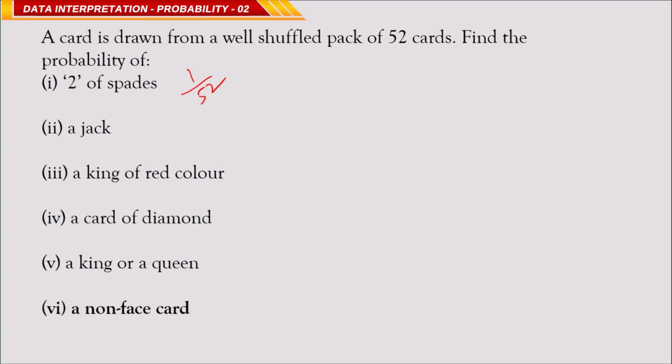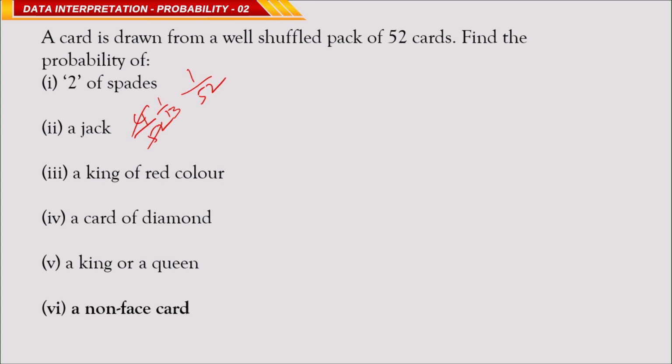Now, coming to the next, jack. How many jacks are there? There are 4 jacks. Spade jack will be there, club jack will be there, diamond jack will be there and heart jack will be there, correct. 4 jacks. So, favorable outcomes is 4, total outcomes is 52, answer is 1 by 13. Is it clear?